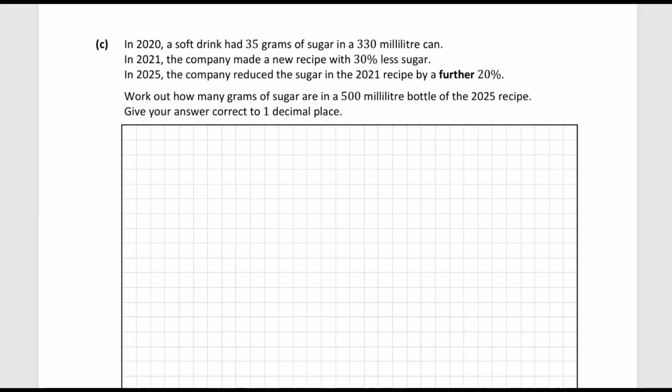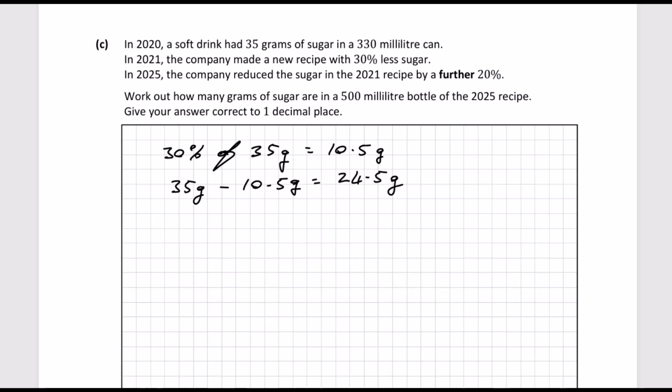Okay, so initially we started in 2020 with 35 grams. There are 2 ways of doing this. We want to get 30% of 35 grams and then subtract it. That's the longer way of doing it, but it's okay, you can do it that way. 30% of 35 grams is 10.5 grams. So we want to reduce it by 30%: we take 35 grams and subtract 10.5 grams. That'll give you 24.5 grams.